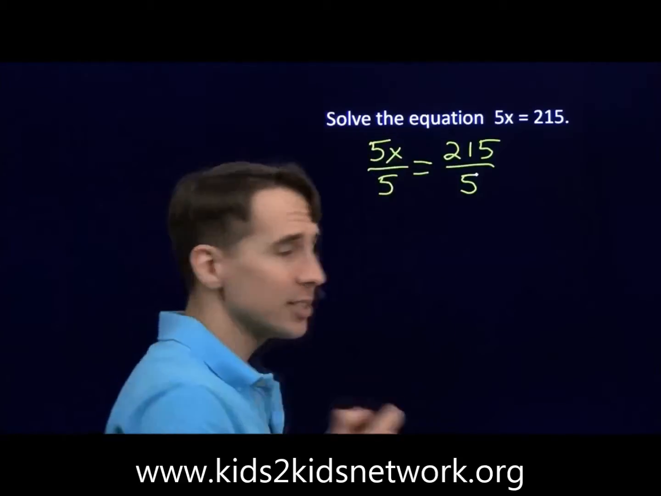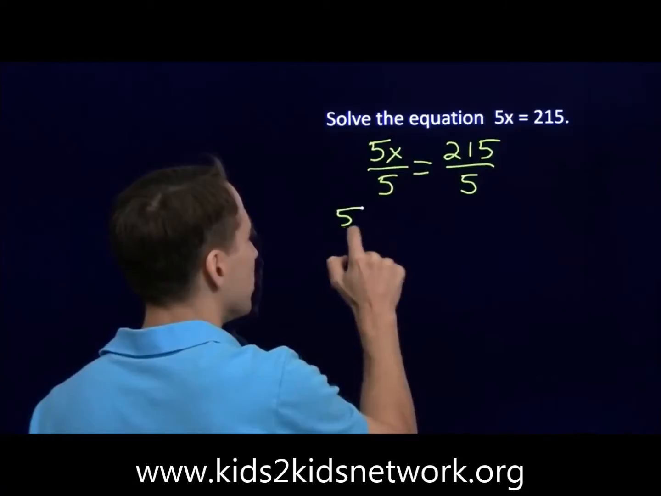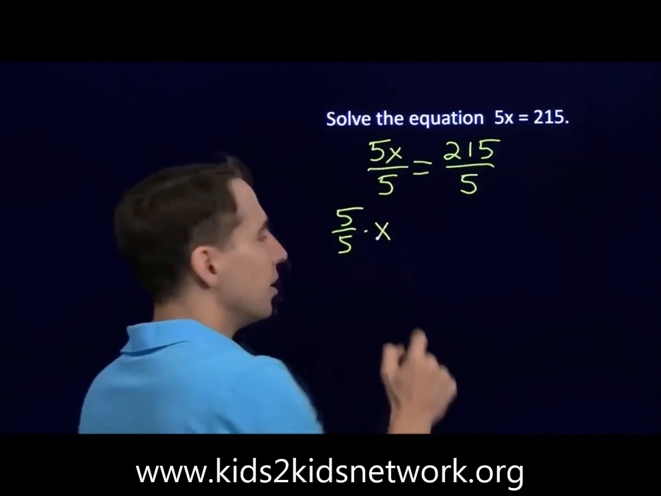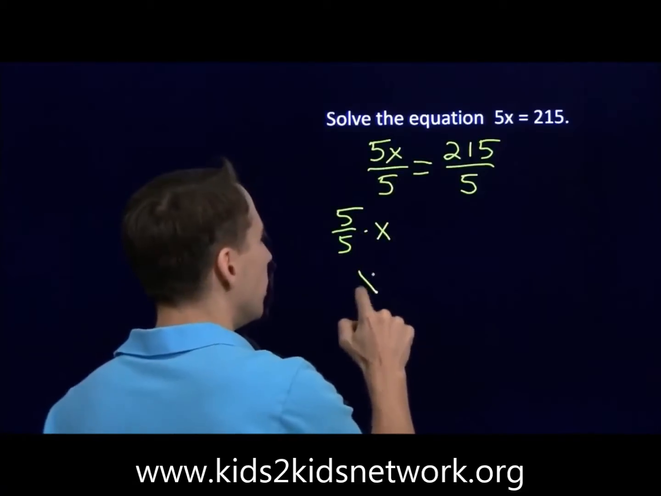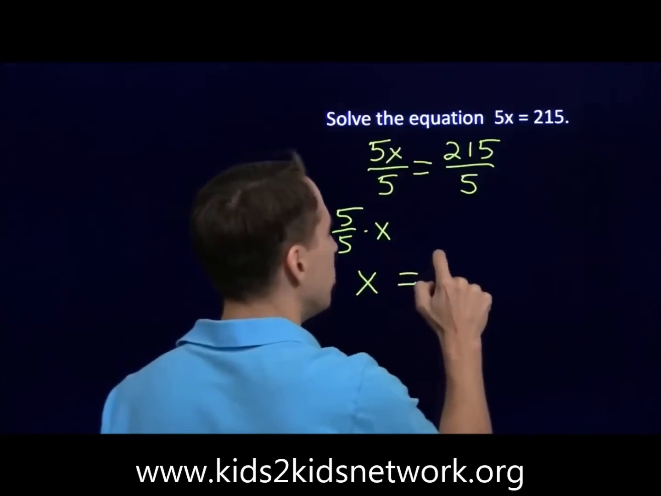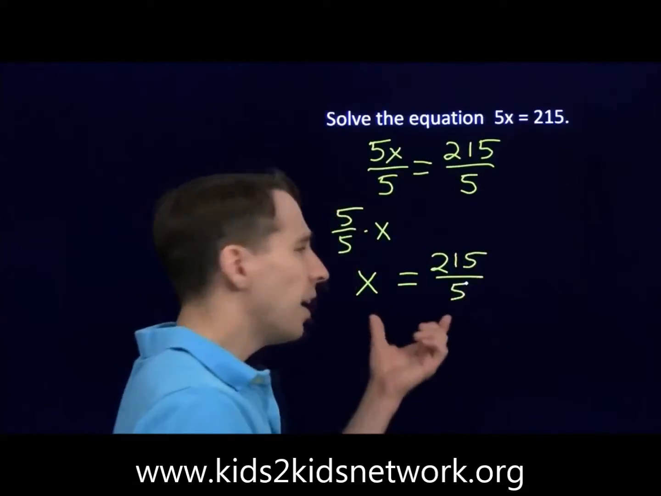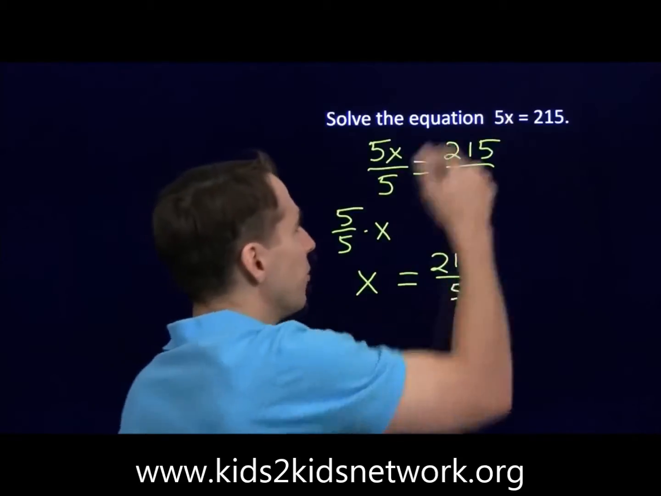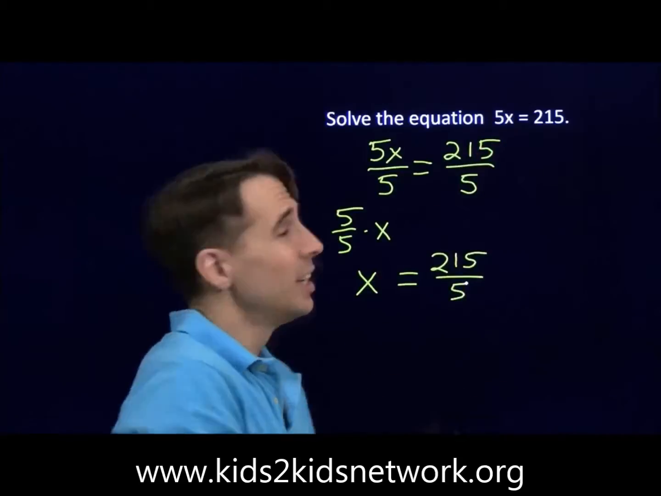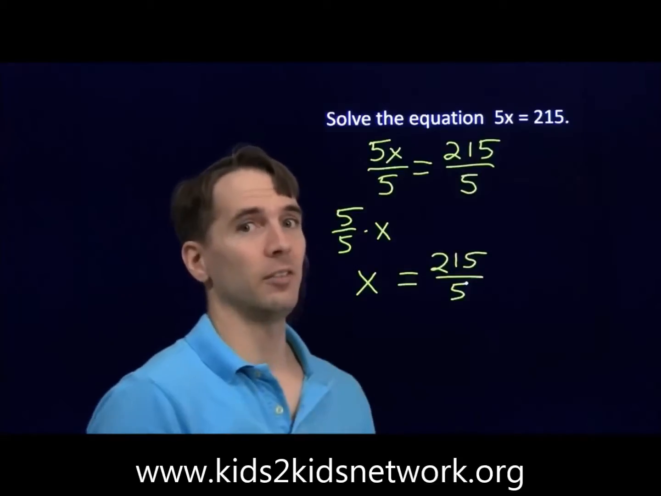Now the 5's here cancel out, and you remember why, right? We can write this as 5 over 5 times x. 5 over 5 is just 1. So this side's just x, and we're left with 215 divided by 5. And you might have been able to jump straight to this. If 5 times x is 215, then x has to be 215 divided by 5, right?